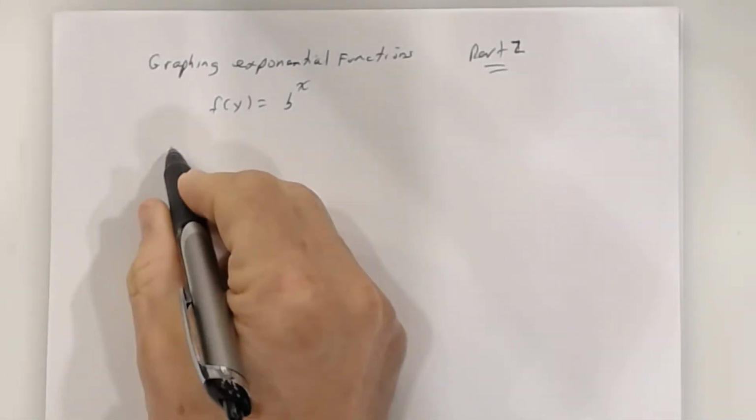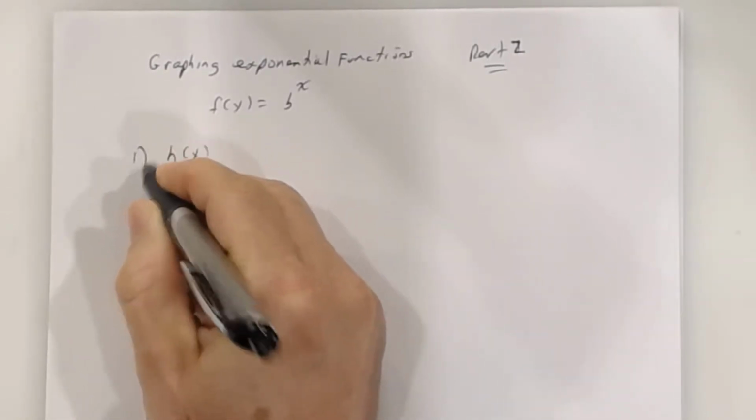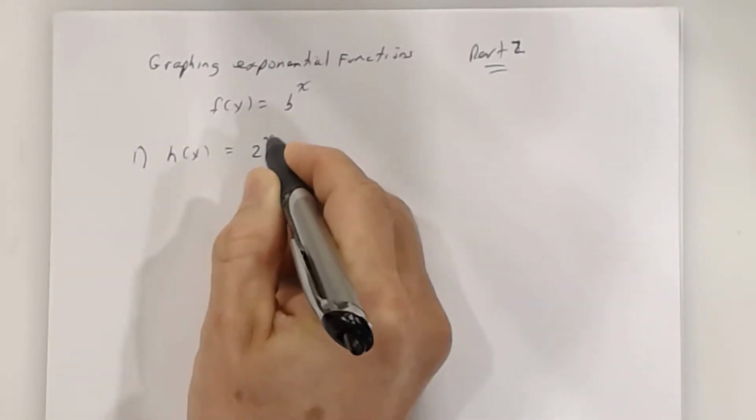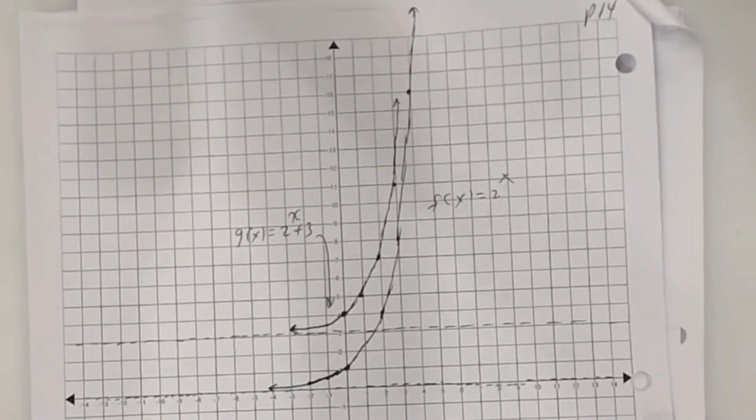Let's go ahead and graph h of x equals 2 to the x minus 5. As we go through part 2, I'm going to use some terminology that's going to help us when we get into graphing some other kinds of functions. I want to go back to the ones we did yesterday.